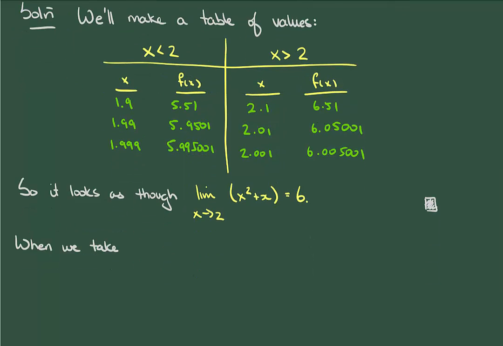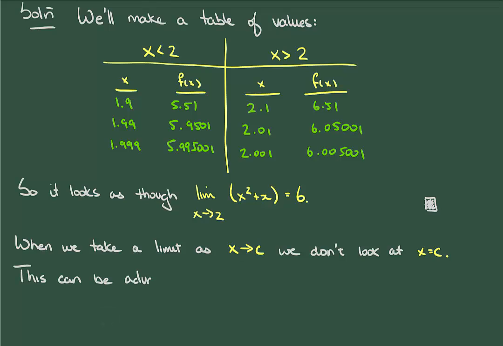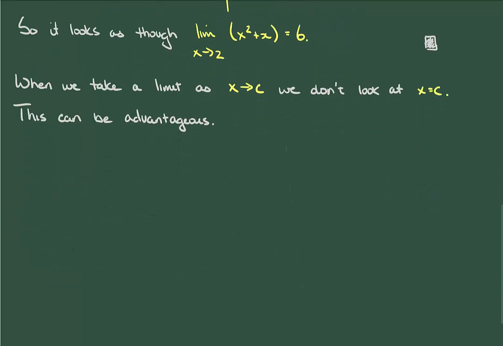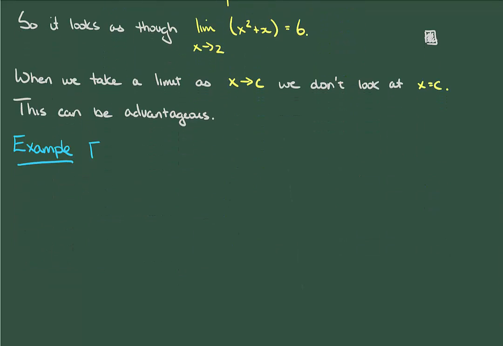Now in the table above, you'll notice that I never looked at what happened when x was equal to 2. Generally when we take a limit as x approaches c, we always demand that x is not equal to c. This is actually very useful, and we can use it to help us solve limits. To see what I mean, let's take a look at the following example.